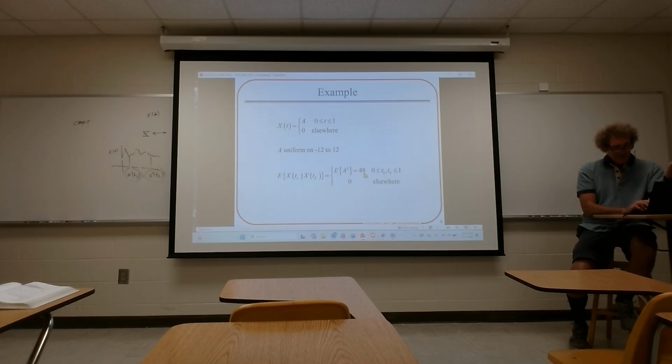And let's see, it's 144. You divide it by 3. That would be, I believe that's right, 48. But this is only when T1 and T2 are between 0 and 1. Now there's 2 points to make.